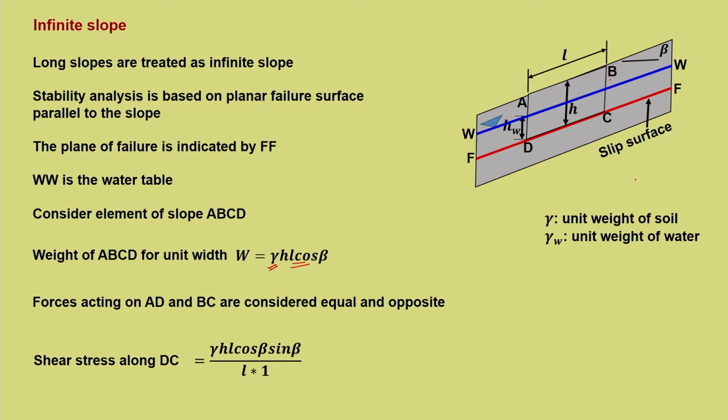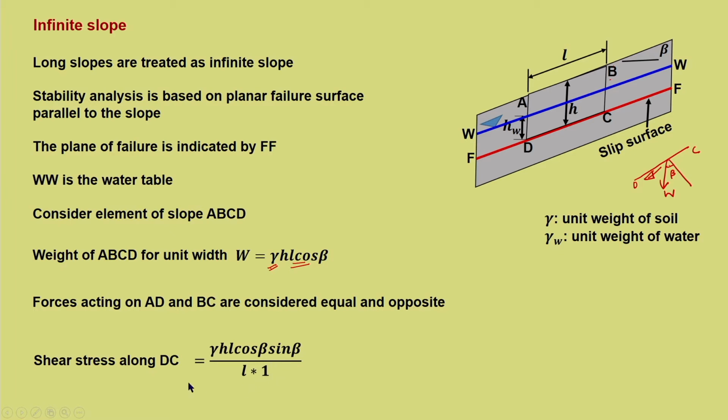So, if you have DC, this is weight acting and this will be beta. So, this will be W sin beta. So, W sin beta will be along DC direction. So, that is what is written here. So, W is gamma H L cos beta into sin beta upon L by L into 1.